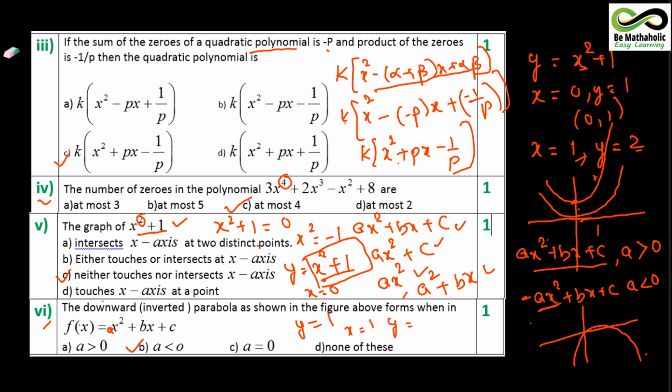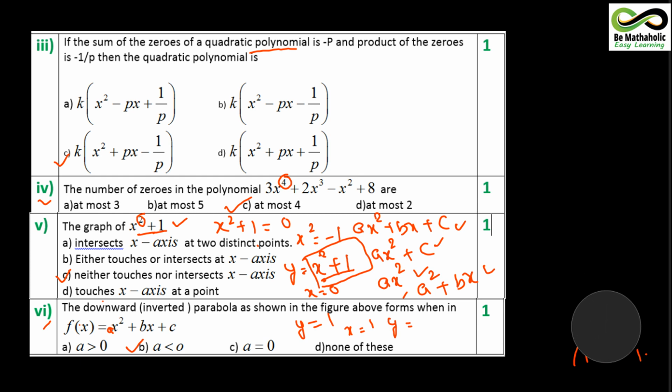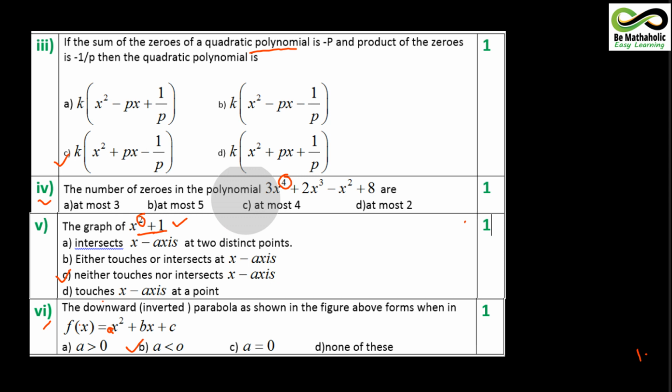Then we come to this part of the question. I am going to explain it to you in a fairer manner so that you will be able to understand these questions nicely. So here we have the set of questions being given. You can see, if the sum of zeros of a quadratic polynomial is minus p and product of the zeros is minus 1 upon p, then the quadratic polynomial is. Now as I said, you must know the standard formula is x square minus, this is the standard, where k is a constant.